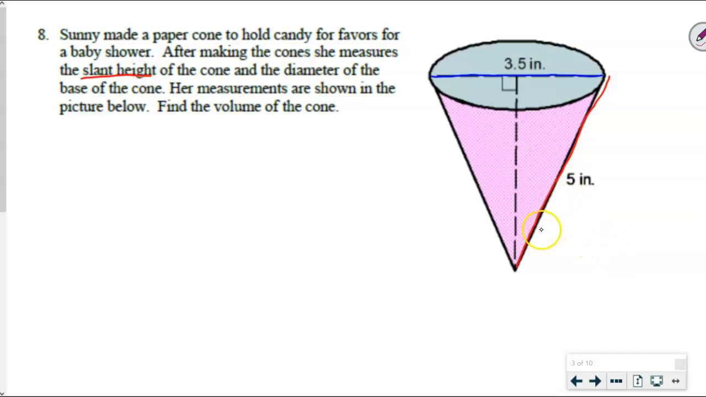The next thing I want to review with you guys is area of a circle, because we need to know area of a circle so that we can actually answer this problem.